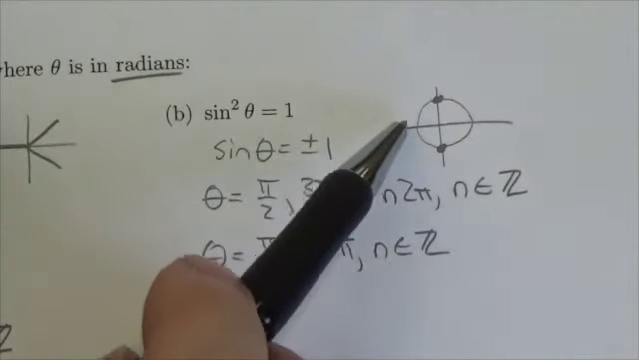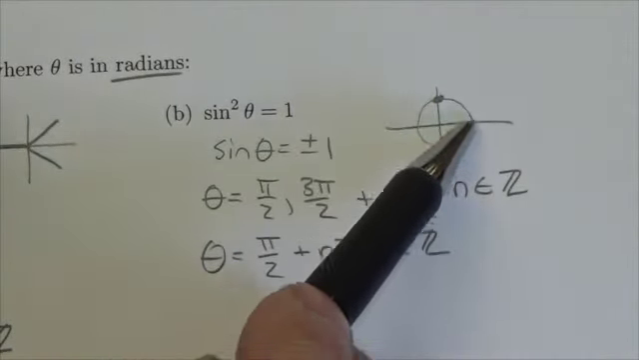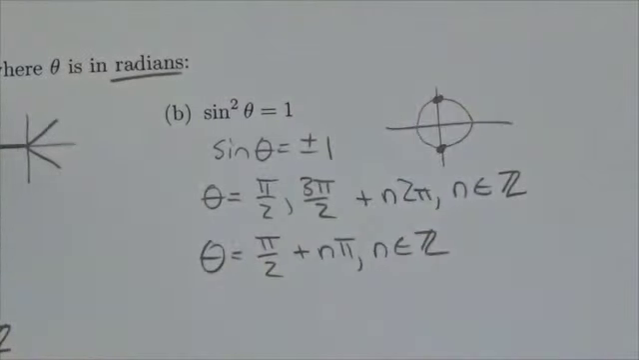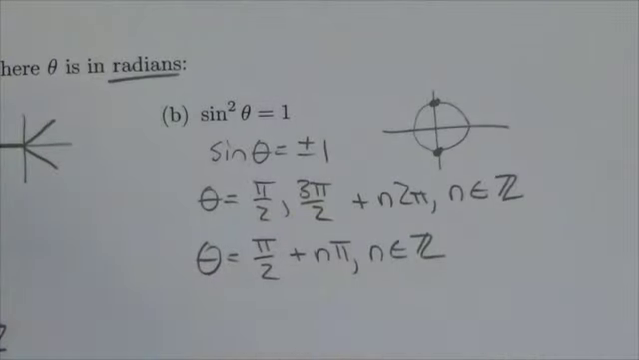integers. And so what that'll do is that'll take me to pi over 2, add pi, add pi, add pi, and what that'll do is help me alternate between those two angles there. So this is actually a simpler form of the general solution.